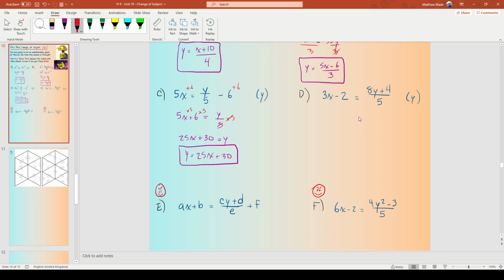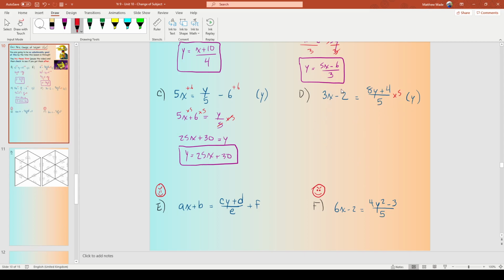And if you have tried it, here we go. I hope this is what you did. You look for the y, it's there, it's with the plus 4, but the whole thing's in a fraction, so I need to get rid of that fraction. How do you get rid of a fraction that's divided by 5? Well, you times it by 5, because that's going to cancel it out.